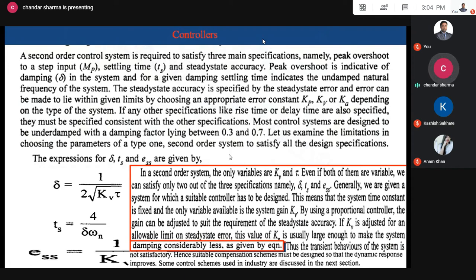So let us examine the limitation in choosing the parameters of a type 1 second order system to satisfy all the design specifications. Thus the transient behavior of the system is not satisfactory, hence suitable compensation schemes must be designed so that the dynamic response improves. Some control schemes used in industries are discussed in the next section.